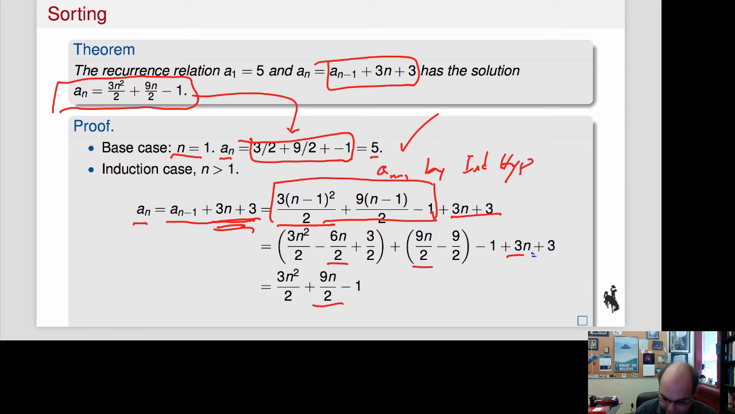Let's try that again. That's actually 3 minus 9, that is minus 6, so minus 6 halves. Oh, and minus 1. There we go. So 6 halves minus 6 halves plus 6 halves, that goes away, and I'm left with just the minus 1 over here.